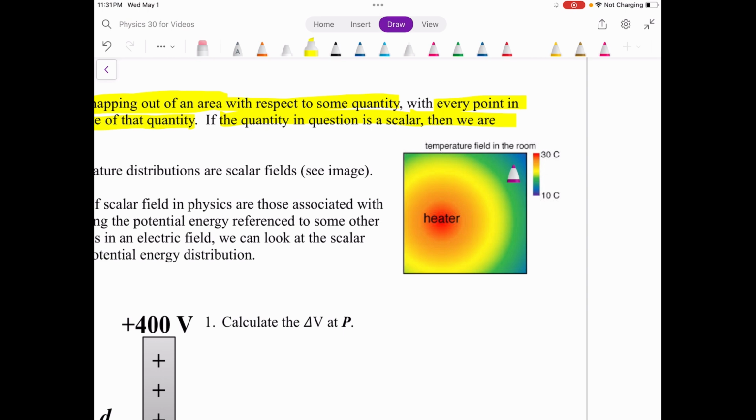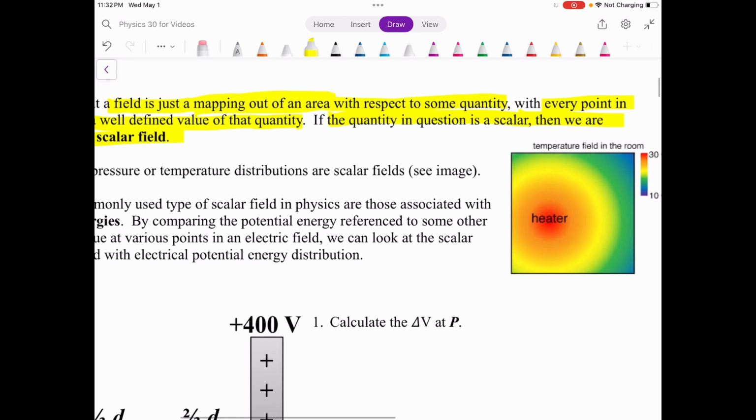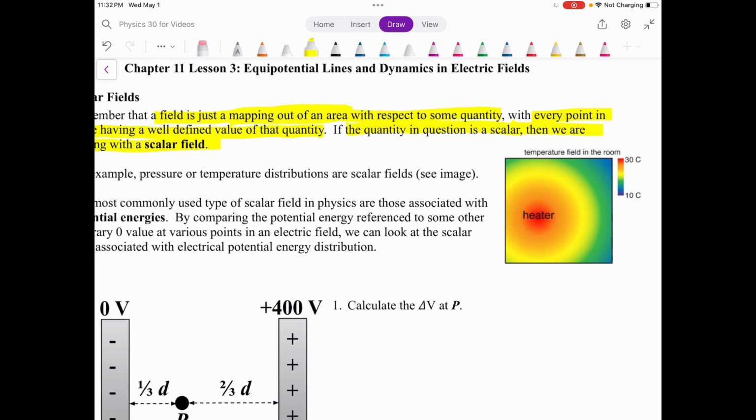Temperature is essentially a measure of, well, technically it's the average kinetic energy of the particles, right? But it's a measure of like the thermal energy, right? So it's hotter here, cooler, cooler, cooler, right? But still, what it's showing us is at every point in this area, what would that quantity be like? So it's a field. It's just a scalar field because it's talking about a scalar quantity, temperature.